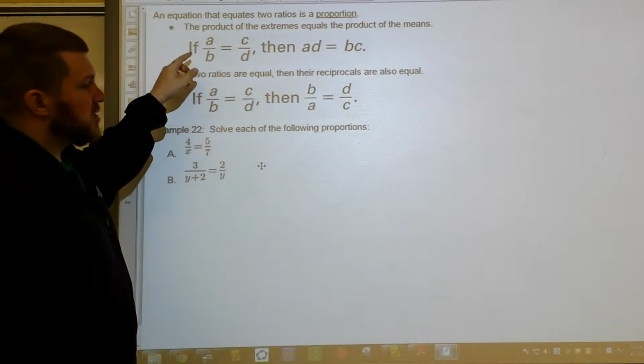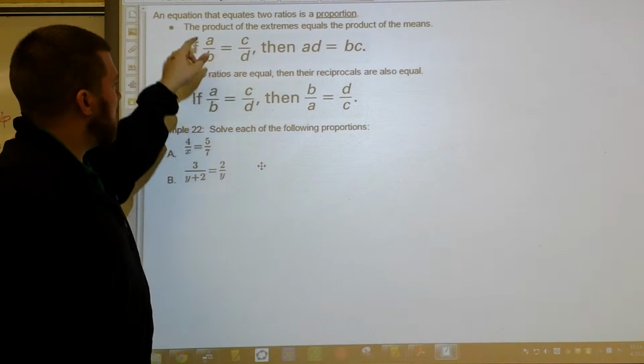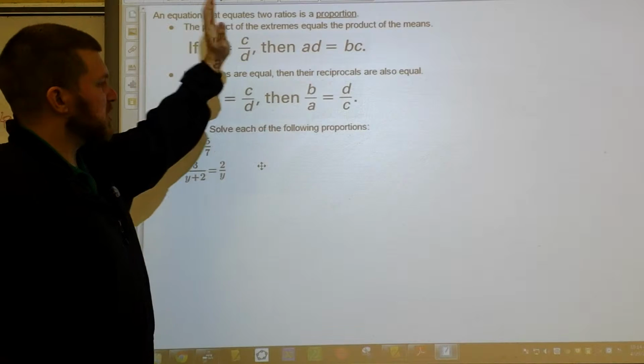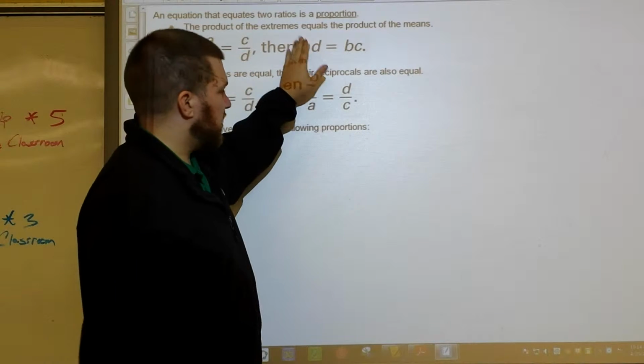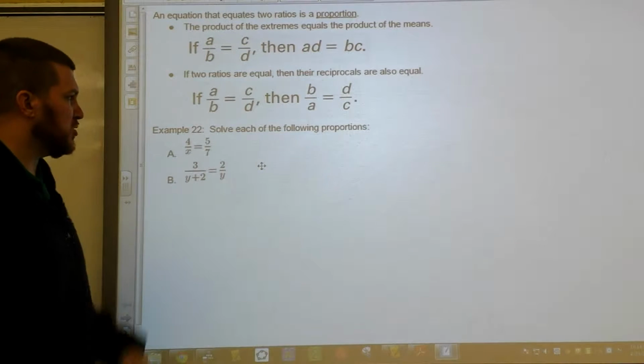So when we solve the proportion, we're going to cross multiply, which means we're going to multiply b times c and a times d. So if we have a proportion that's equal to each other, then this product, a times d, is equal to b times c. And here, a, b, c, and d are just numbers, so no worries there.